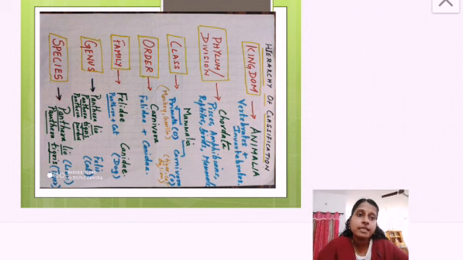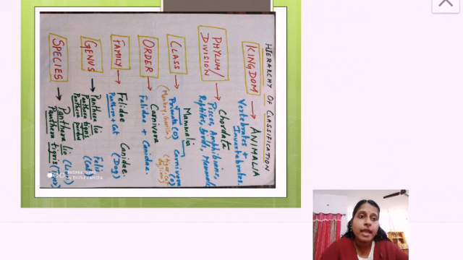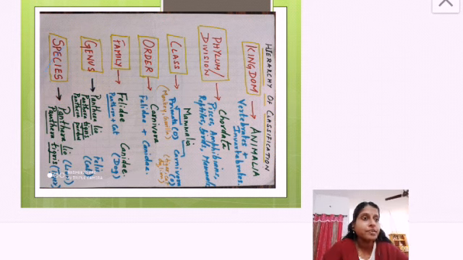In the species there are two things: Panthera leo and Panthera tigris. Panthera leo is lion. It is the binomial name for lion. What is it?